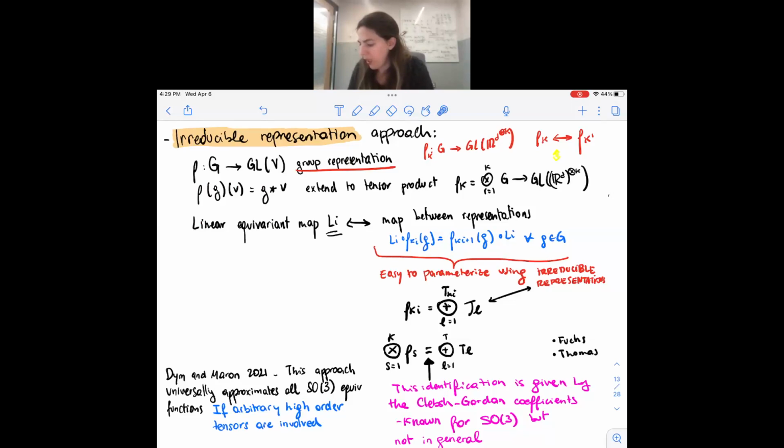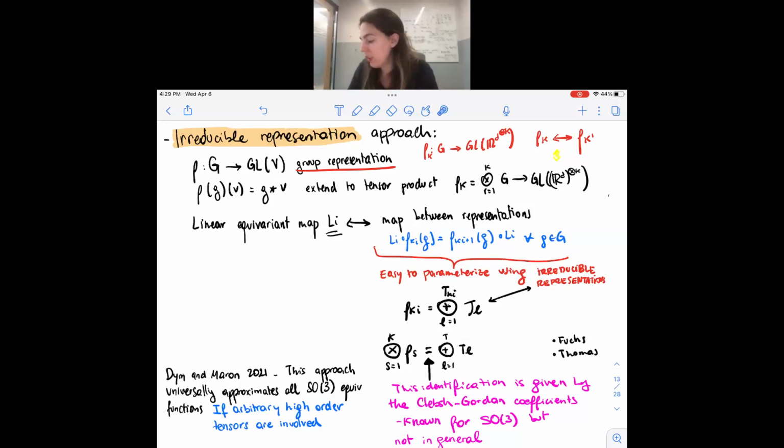But this is very complicated, because given this product representation, you have to write its decomposition into irreducibles. And in order to do that computationally, you need to compute these Clebsch-Gordan coefficients, which can be hard to compute in some cases. But the nice thing about this approach is that it works in general for any group action. It could be compact or whatever; it works in general.